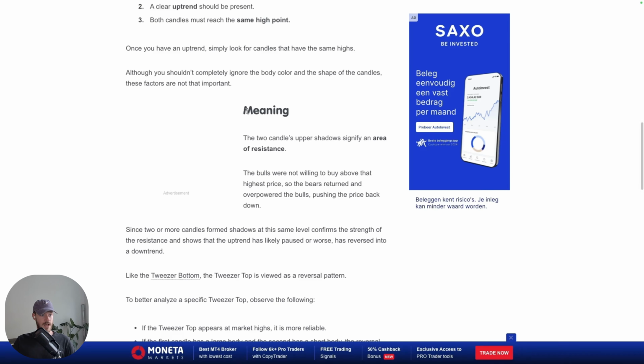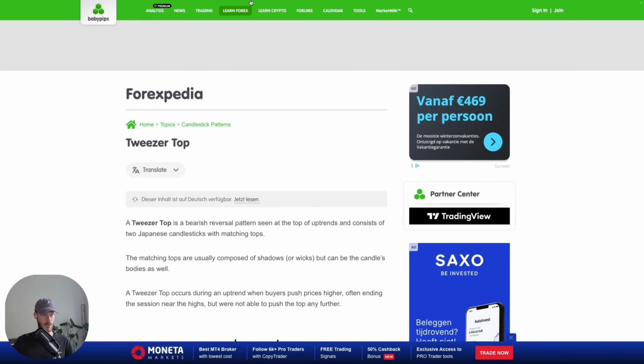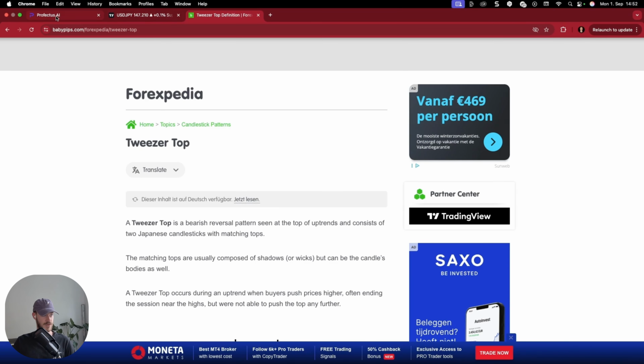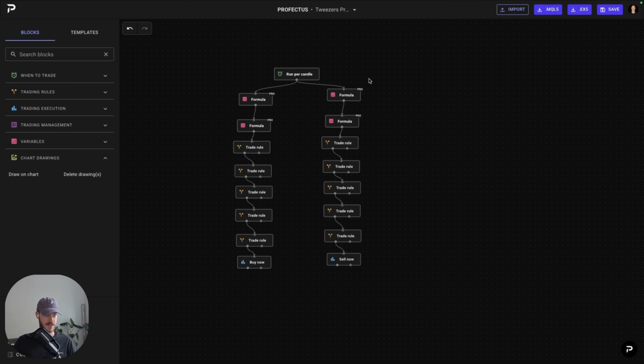Quickly to the meaning, well, it simply shows there's an area of resistance that is interesting for us to know, and then you can simply use it at your disposal whenever it makes sense for your trading strategy. It's relatively long, it's relatively complex. Tweezer top, as I already mentioned, the right hand side, the bottom is on the left hand side, and you actually see it's not just indicating, it's actually taking a trade.